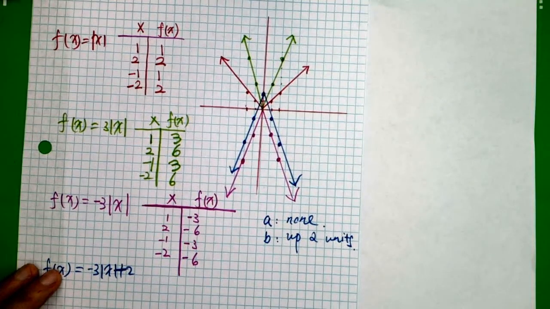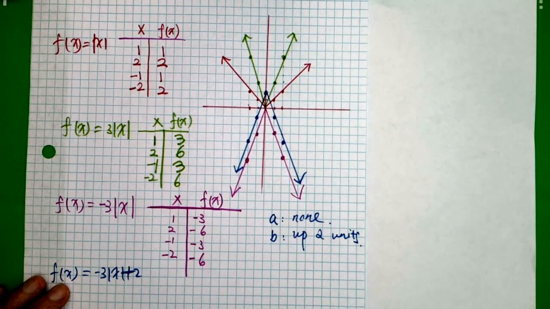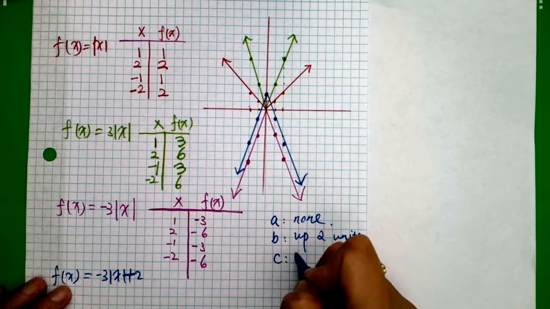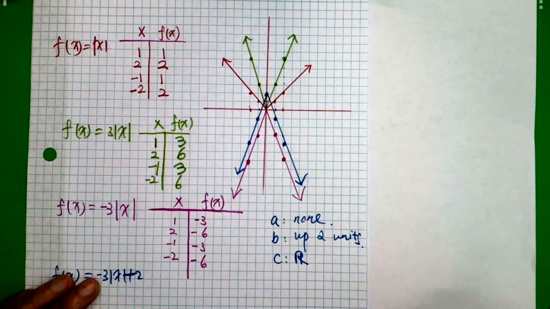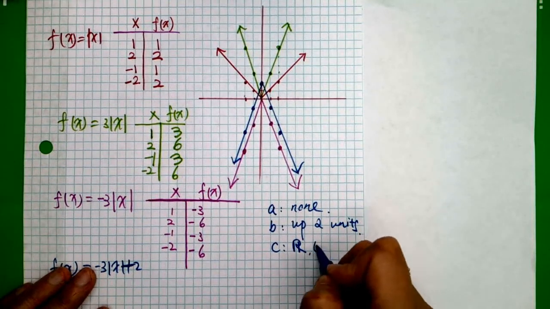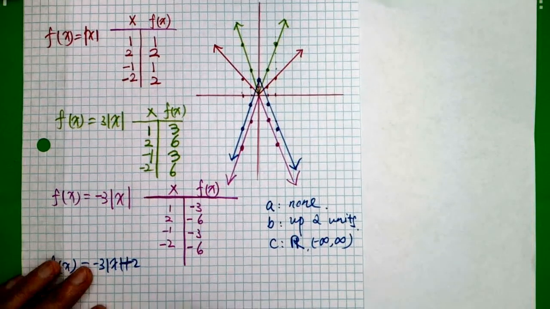All right, C is asking, what is the domain for this function? As you can see, we have all real numbers. So C is all real numbers. Or if you would like to use interval notation, you can say from negative infinity to positive infinity. Either way is the right answer.